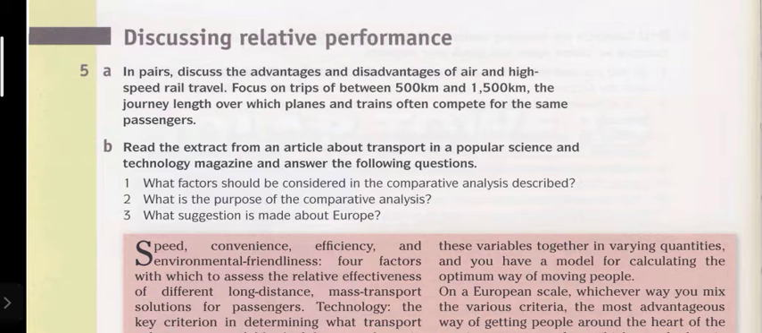Discussing relative performance. A. In pairs, discuss the advantages and disadvantages of air and high-speed rail travel. Focus on trips of between 500 kilometers and 1500 kilometers, the journey length over which planes and trains often compete for the same passengers. What he wants from this question is the following. He wants us to say, what do we think about planes and trains? What do you think is best? I need someone to answer this question. What do you think is best, planes or trains? What are the advantages and disadvantages of planes and trains? I want someone to answer.